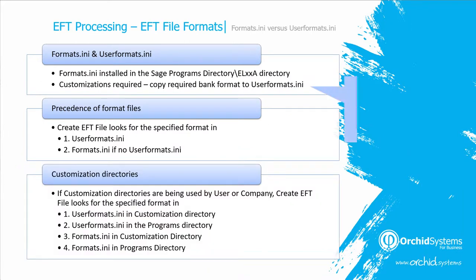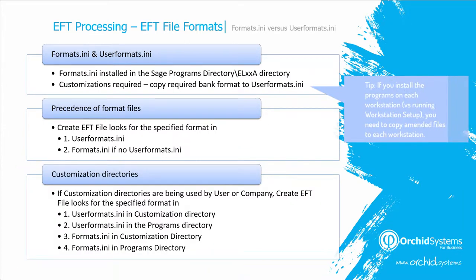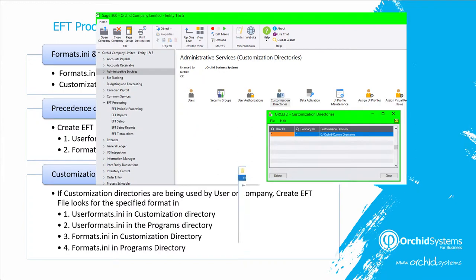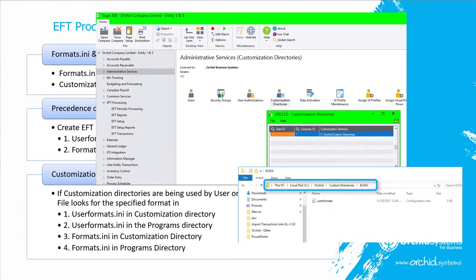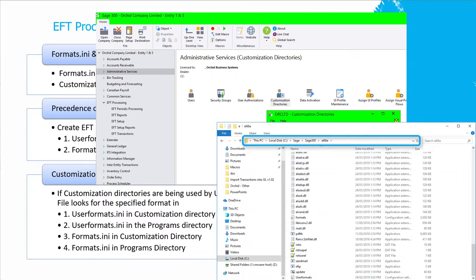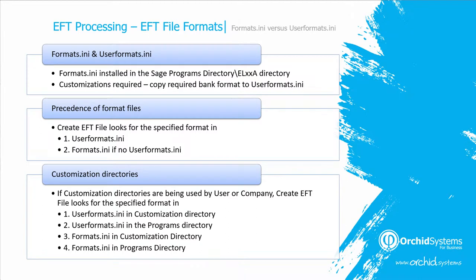If you are using Sage 300 customization directories, then this logic is extended to the customization directories. First, it looks for the format in a user formats.ne in the customization directory. If it's not found, it looks for the user formats.ne in the programs directory. If that's not found, it will use the formats.ne in the customization directory if it finds it. If that's not found, it will use the formats.ne in the programs directory.